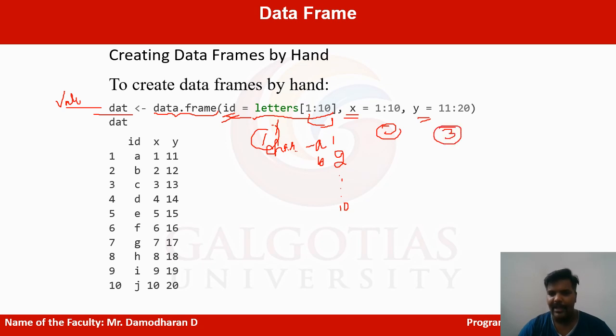The range of data to be stored inside the rows: here it is 1 to 10, here also 1 to 10, here 11 to 20. The first ID is going to take the values A to J, that is 10. Again, X value 1 to 10, it's going to check 1 to 10. Then 11 to 20. So Y is going to start from 11 and complete at 20.